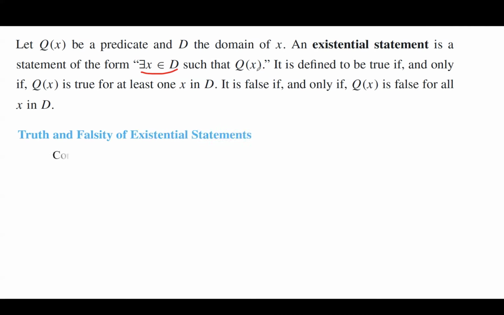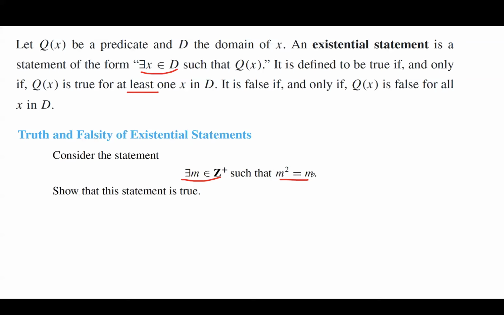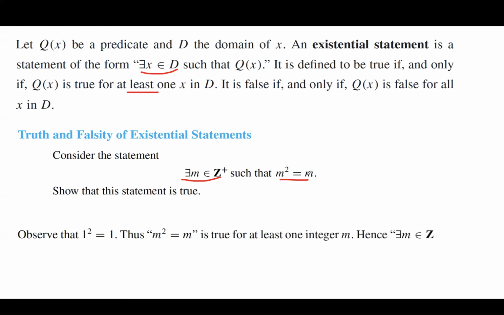Take a look at the following statement. Consider the statement: there is a positive integer m such that m squared is equal to m. So we're looking for just one value that makes this statement true. As you guessed, we can use just 1. 1 squared is equal to 1. So we found a value that makes this statement true. So this existential statement is true in general.